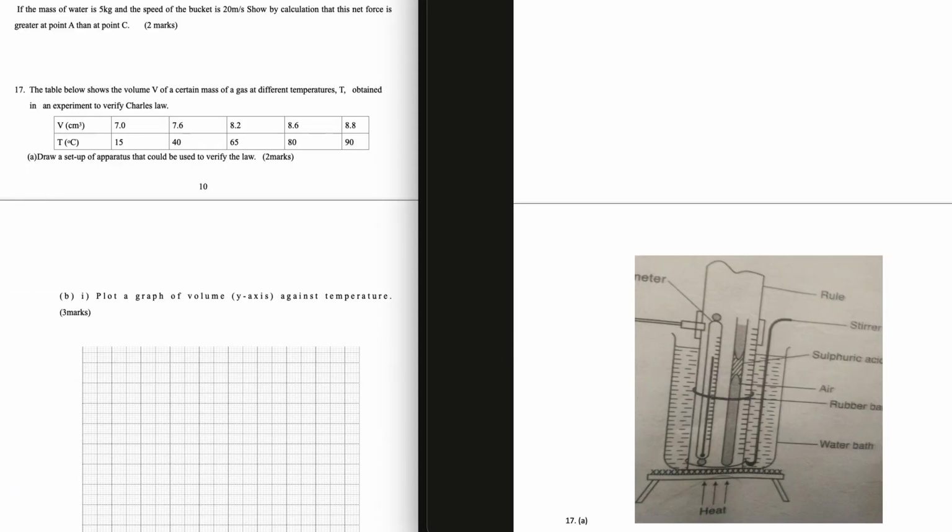Question 17. The table below shows the volume V of a certain mass of gas at different temperatures T obtained in an experiment to verify Charles' law. Draw a setup of apparatus that could be used to verify the law. That is the setup.